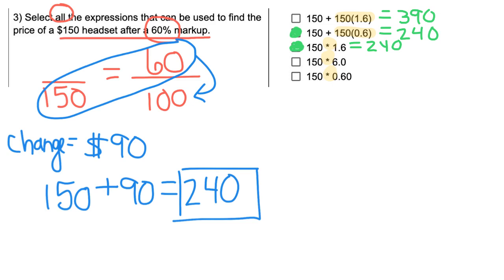Next one, 150. The star means to multiply by 6. Ooh, no. That's 900. That's no good. And the last one, 150. The star means to multiply by 0.60. Almost lost my decimal there. And I ended up with 90, and oh, that one doesn't work either.